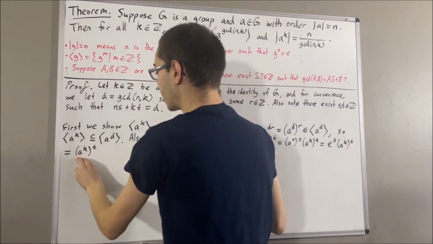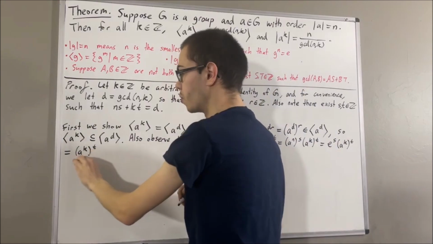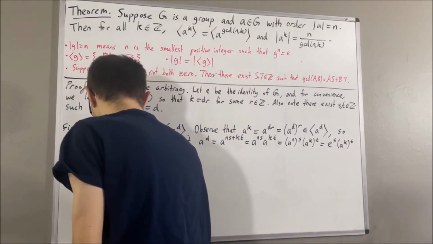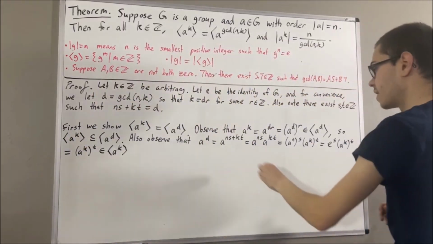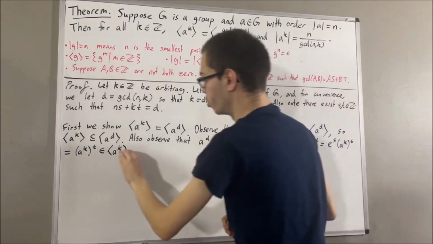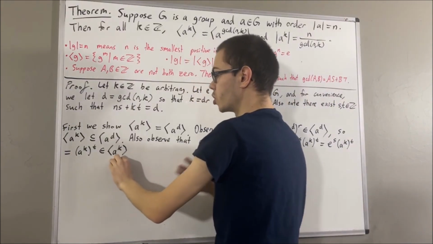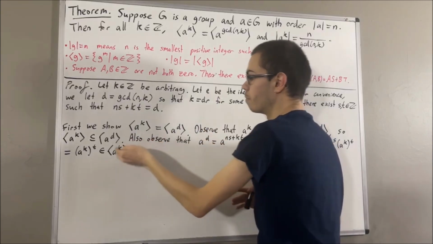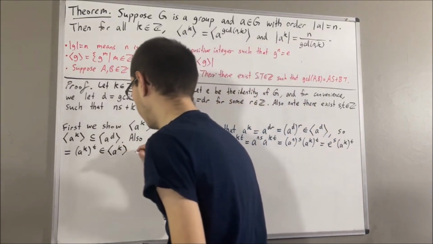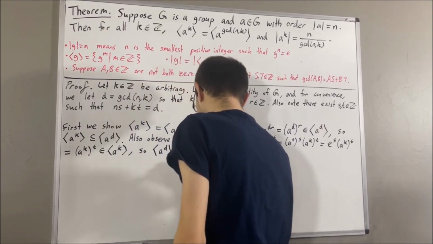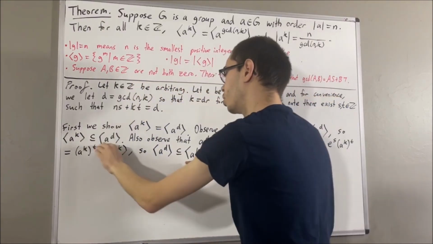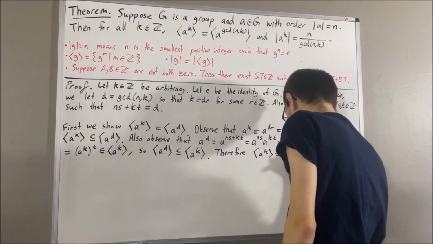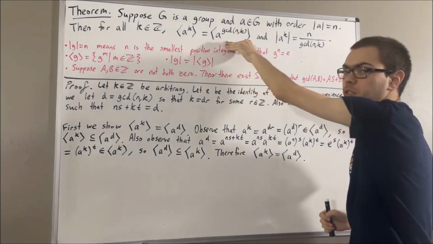But this is a to the power of k to the power of some integer, so this guy must be an element of the group generated by a to the power of k. So this shows that a to the power of d belongs to the group generated by a to the power of k. So we can conclude that the entirety of the group generated by a to the power of d belongs to the group generated by a to the power of k. And so, with these two inclusions, we can conclude that these two groups are equal. So that verifies the first result.